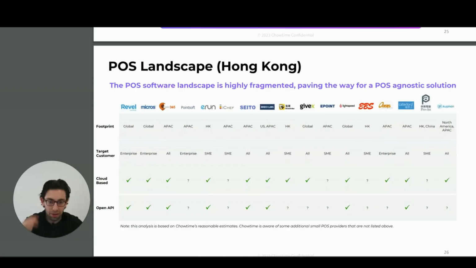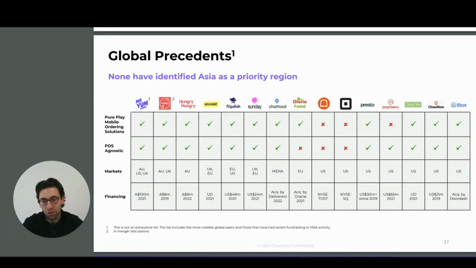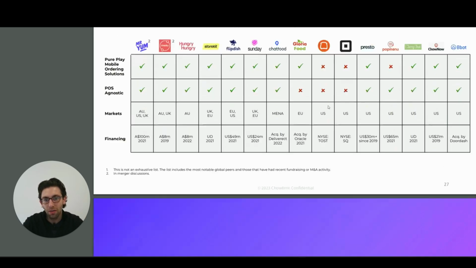I'm not going to spend too much time on these slides. This is just backup data on the POS landscape. This shows that there are a ton of other businesses doing exactly what we're doing and proving out our value proposition in other developed markets like Australia, UK, New Zealand, the US, Europe, France, etc. So I will leave you with this.